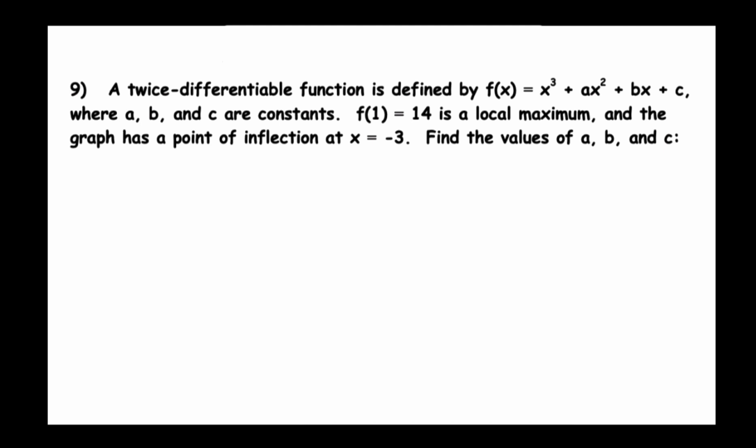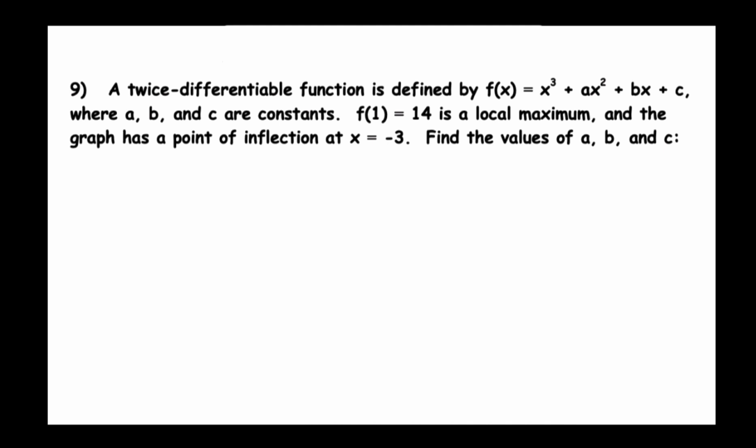Notice that a, b, and c are all constants. So we don't know what they are, and we have to figure out what they are. There's a local max at the point (1, 14), and there's a point of inflection at x equals -3, comma something. Find a, b, and c. Okay. At first, it doesn't seem like there's a lot to go with, but I think we might be surprised here.